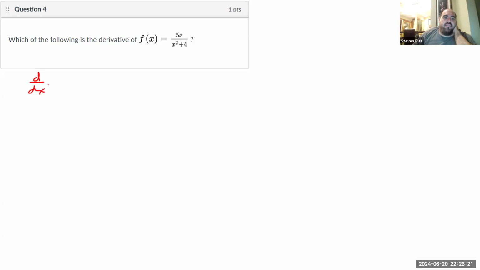So what is the derivative of 5x? That is 5 if I use the power rule. What's the derivative of x squared plus 4? The power rule tells us the derivative of x squared is 2x. And since 4 is a constant, its derivative is 0. So these are my derivatives. So then what is my derivative of f?